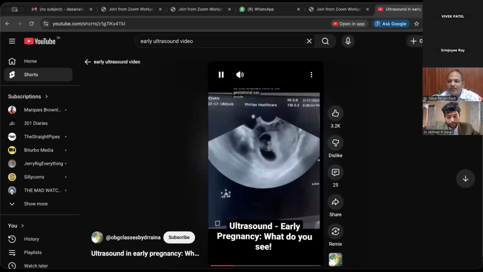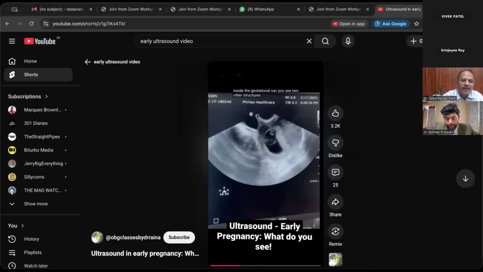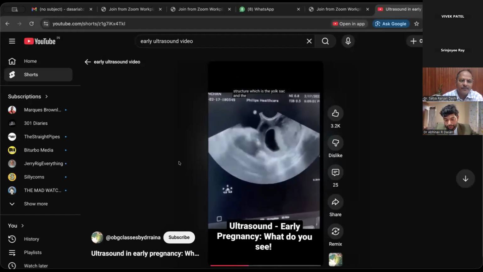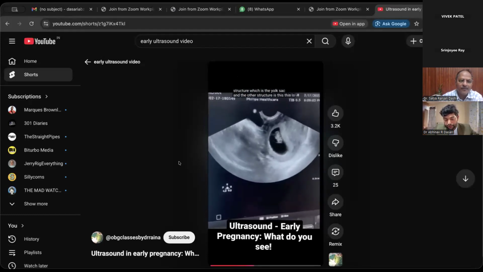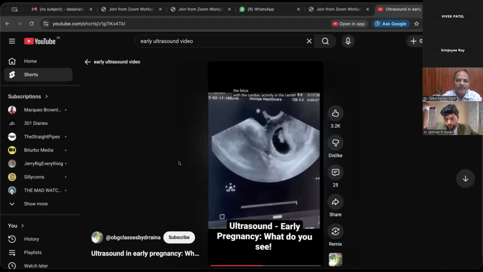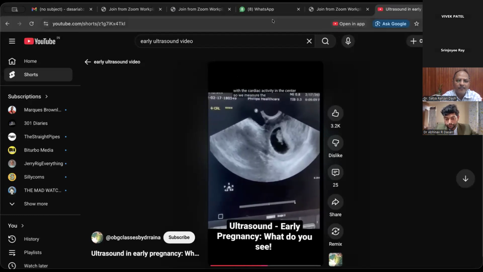One question from Sinjoy: can AI evolve from pattern recognition? Can you see my screen? Yes. This is how the structure looks, and this is how the video looks: a fetus with the cardiac activity in the center. So we measure the crown rump length, which is 7 weeks, 6 days.